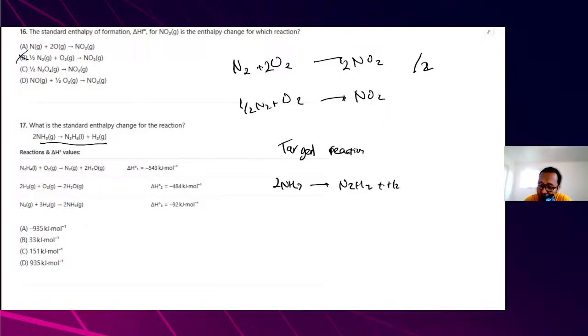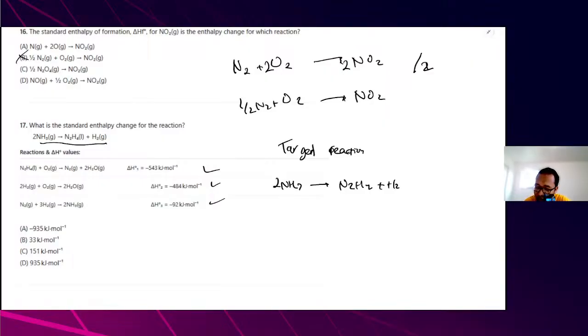How to do that is pretty easy. Just analyze and reverse as needed, from this one. So from the first reaction, okay, let's see the third reaction.